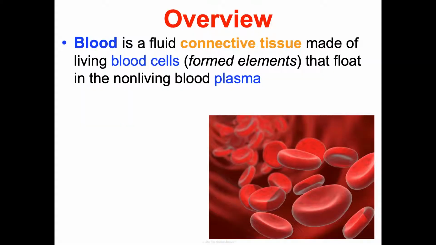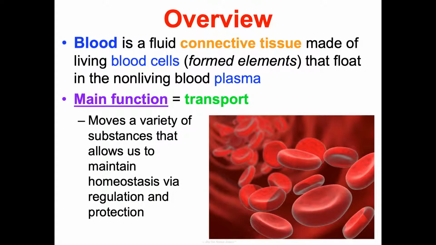Just a little review. Blood is a fluid connective tissue, which we talked about in Unit 1 when we did our intro to histology in Concept 3. And it's made of living blood cells, which are often referred to as the formed elements. And those cells float in a non-living blood plasma. So that's kind of a summary of the composition of blood. And its main function is transport, which is why we have to start off talking about it.